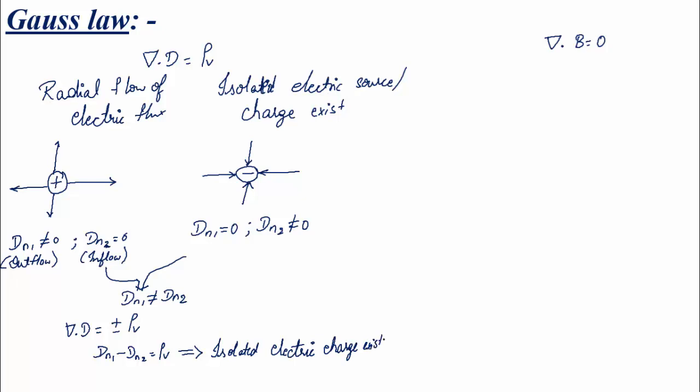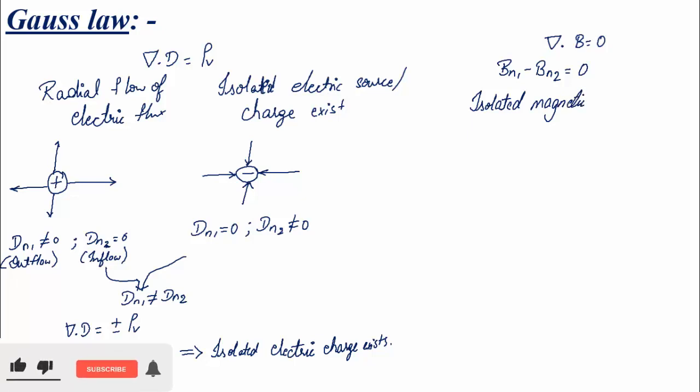Now if I am talking about del dot B equals 0, what do you mean by del dot B equals 0? It means Bn1 minus Bn2 equals 0. So I need to talk about normal components. What does it tell? Isolated magnetic charge or isolated magnetic pole will not exist. You will not be getting only a north pole, or only a south pole.